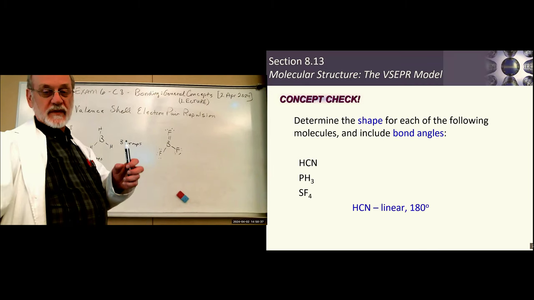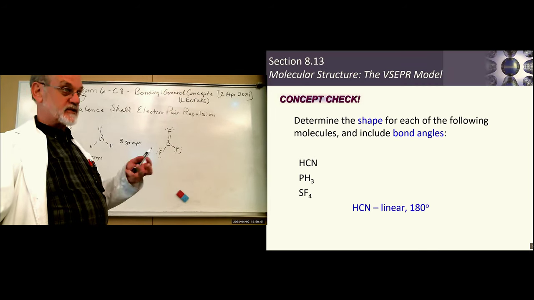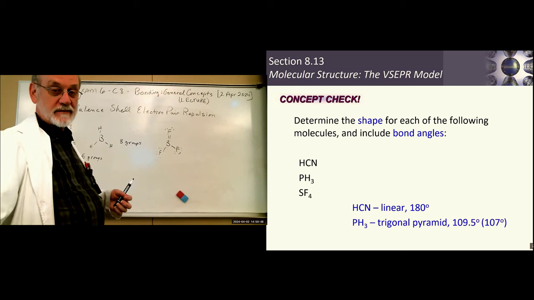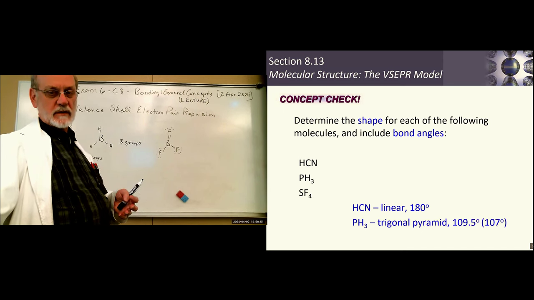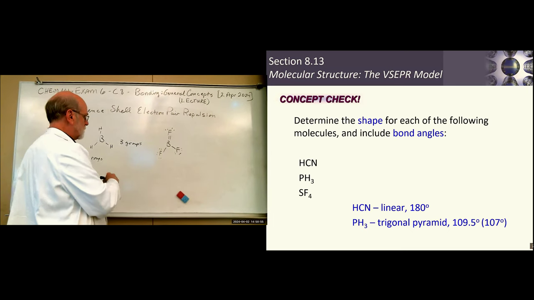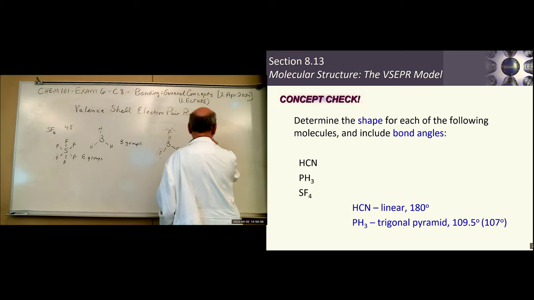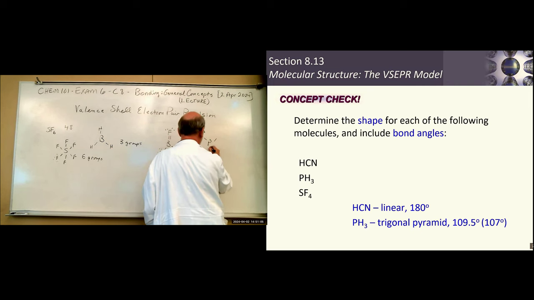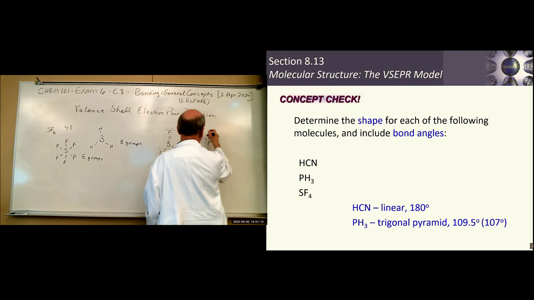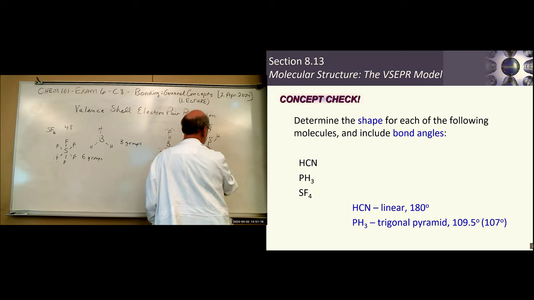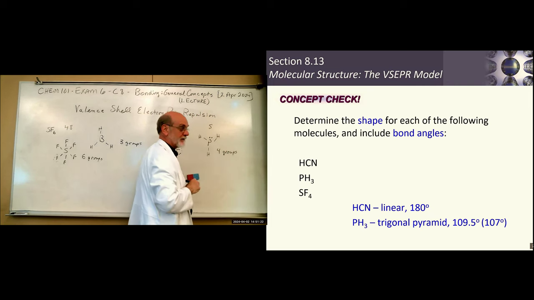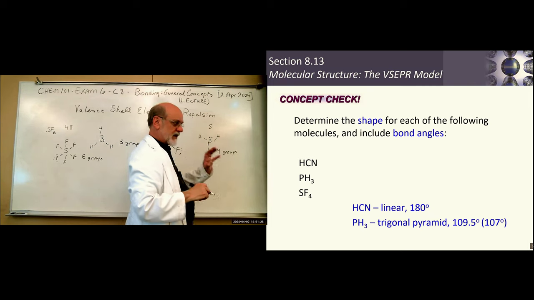Right. If we draw hydrogen cyanide like we did before, it has to be linear. Right. It only has two groups around the carbon. Right. Phosphorus trihydride only has three hydrogens around its center. It's trigonal. No, excuse me. Phosphorus trihydride. Right. Phosphorus is 5 and 3 is 8. Right. 2, 4, 6, 8. So it has 1, 2, 3. Four groups, right? So four groups means tetrahedral.